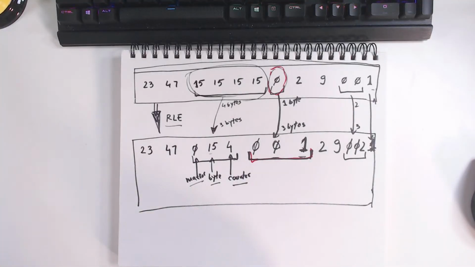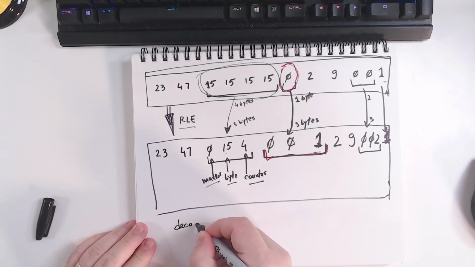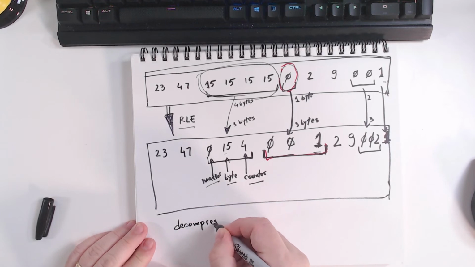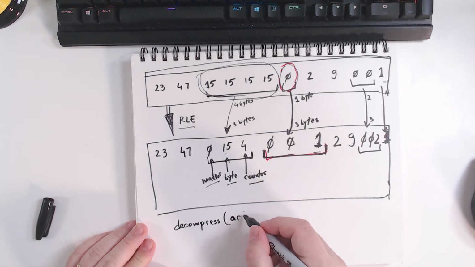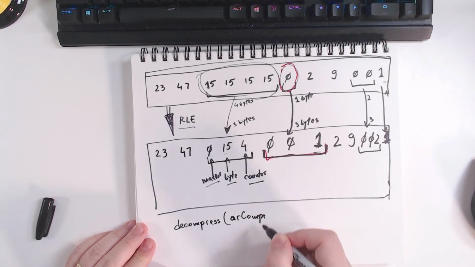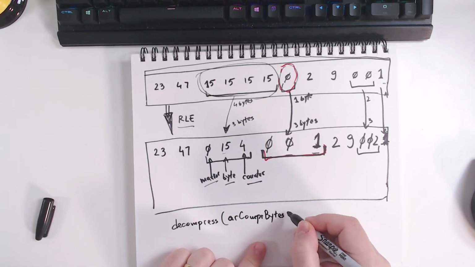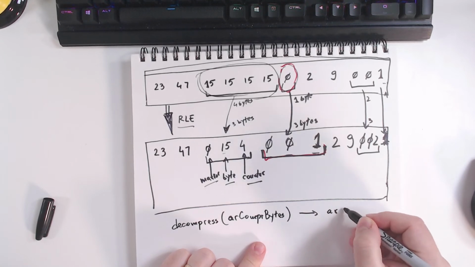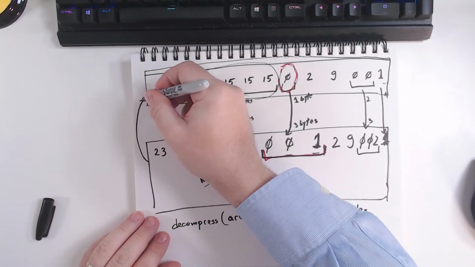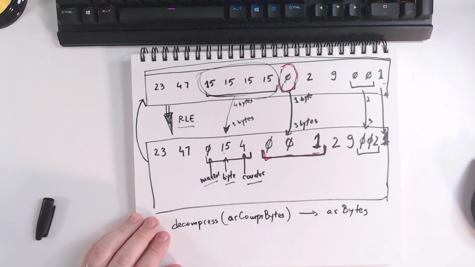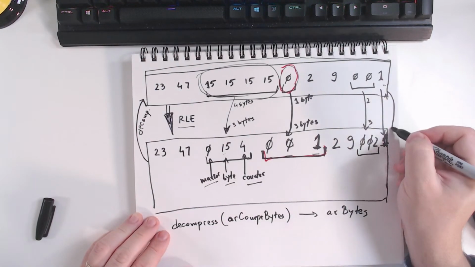We have to scan. Let's implement the decompress first. So decompress will take as input an array of compressed bytes. There's no such thing as compressed bytes, but anyway, we'll say compressed bytes, and we'll output an array of bytes, or uncompressed bytes. So decompress goes in this direction, and compress goes the other way.